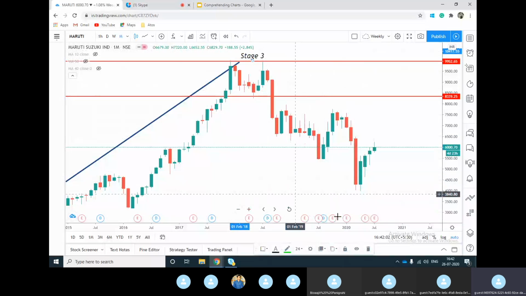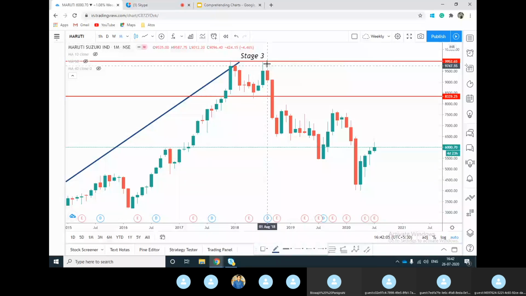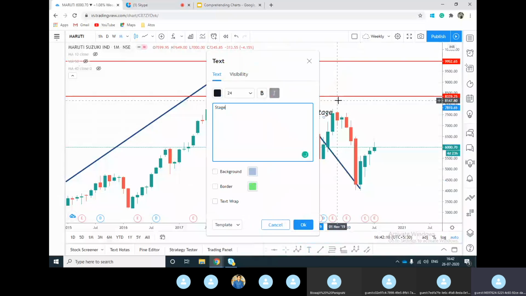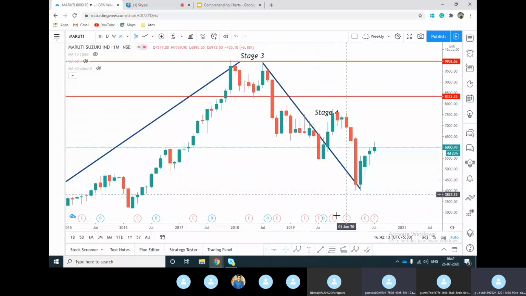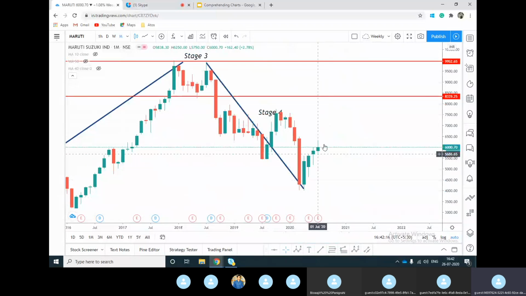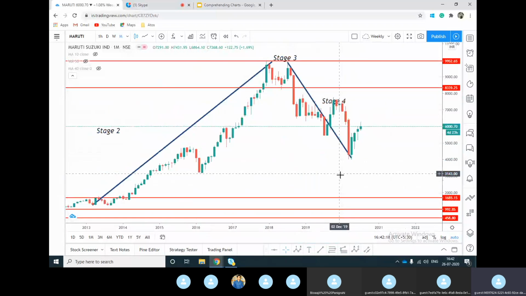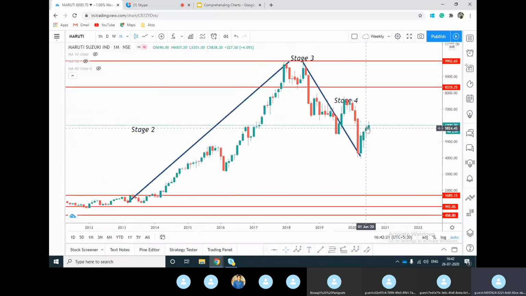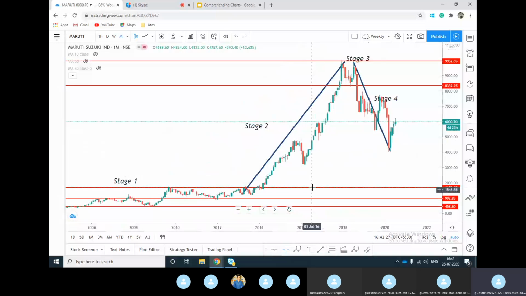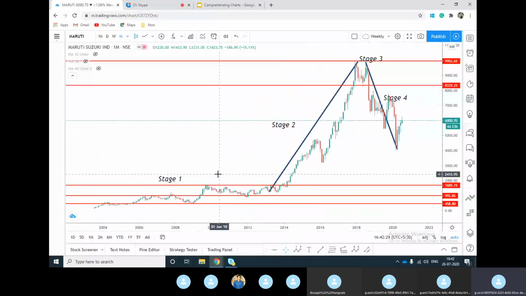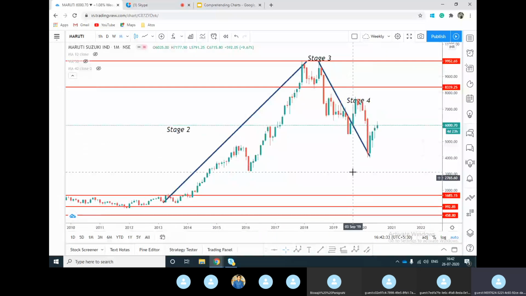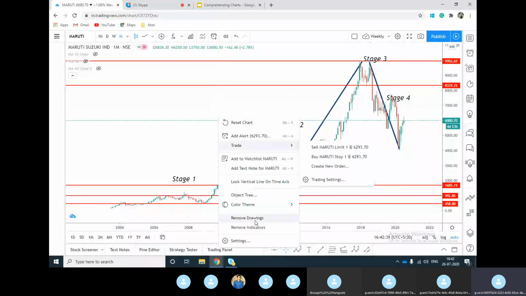And what happened then? It is the decline, and we say it is stage 4. So what is happening now? We have to evaluate whether it is stage 1 that we are in now. So this is stage 1, stage 2, stage 3 and stage 4. I think this must be very clear. Every company, every stock goes through these particular stages.